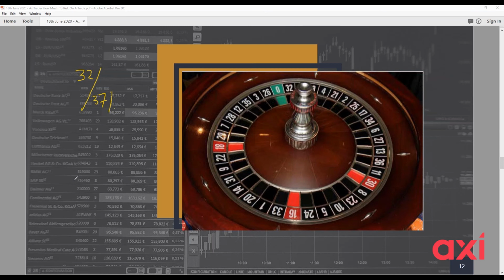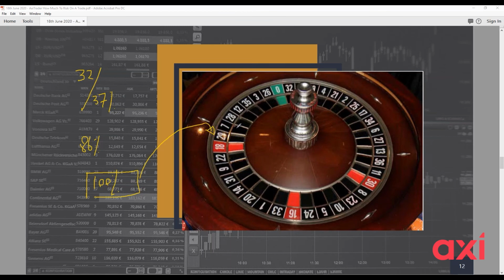Can someone do the math for me? You know what? I'll just do the math. 32 over 37, you have an 86% chance of winning. Yeah, that's right, Daniel. You have an 86% chance of winning now. So you have 100% of your account, this is your normal 100%. How much are you going to bet on black?